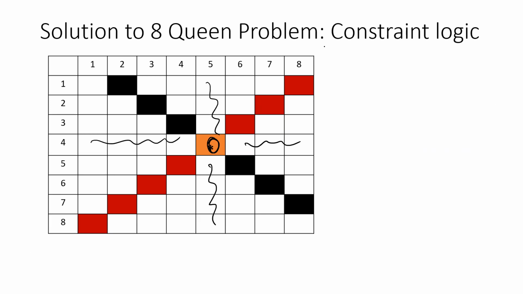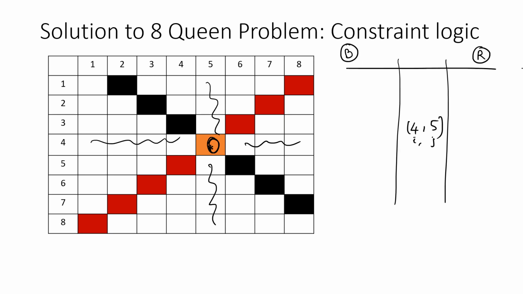So I'm just drawing three columns here. My selected position is 4 comma 5, and I'm keeping it as i comma j. Now I have the remaining positions if I take the black diagonal and the red diagonal. My black diagonal will be 1 comma 2, that is first row second column, then 2 comma 3, then 3 comma 4, then I have 5 comma 6, then 6 comma 7, and finally 7 comma 8.